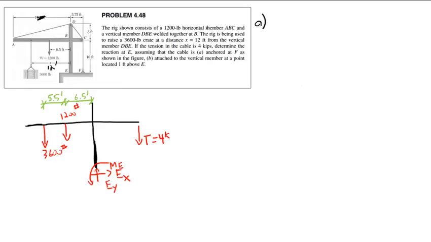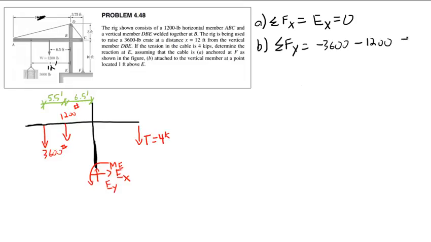Okay. So I have the following. Let me first just do a sum of forces in the horizontal direction. The only force I have acting in the horizontal direction is Ex, and it is simply 0. Then if I do a sum of forces in the vertical direction, I'm going to get negative 3,600 minus 1,200 minus 4,000 plus EY equals 0. And therefore EY has to equal, let's see, that's going to be 8,800, right?